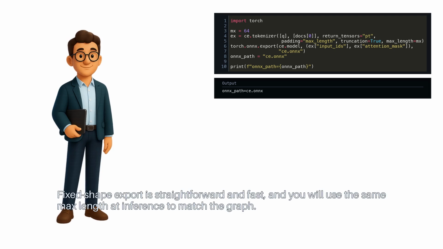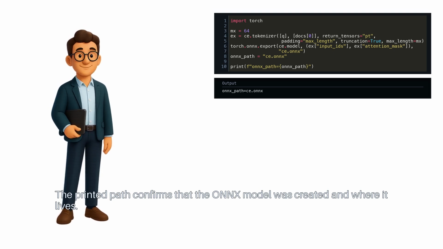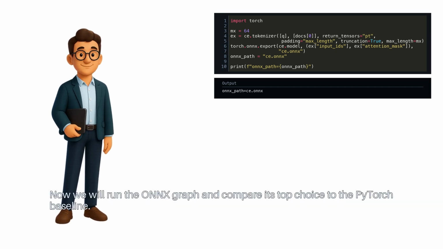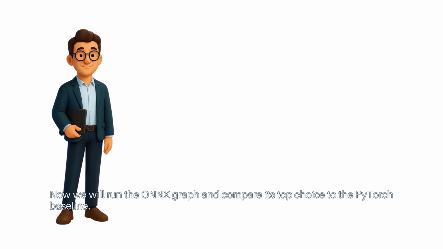ce.onnx. Fixed shape export is straightforward and fast, and you will use the same max length at inference to match the graph. The printed path confirms that the ONNX model was created and where it lives. Now we will run the ONNX graph and compare its top choice to the PyTorch baseline.